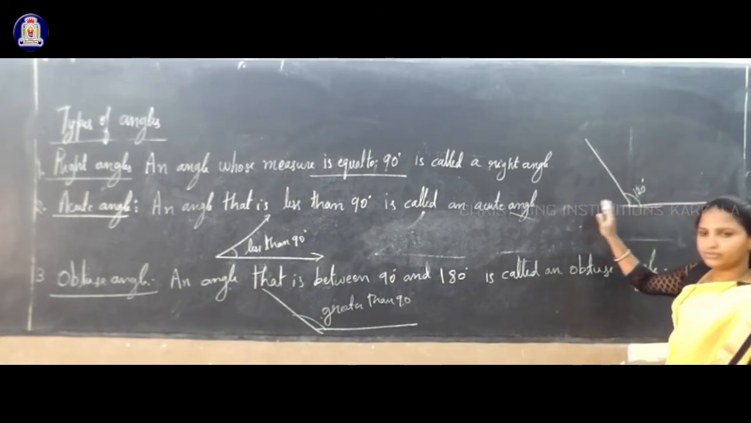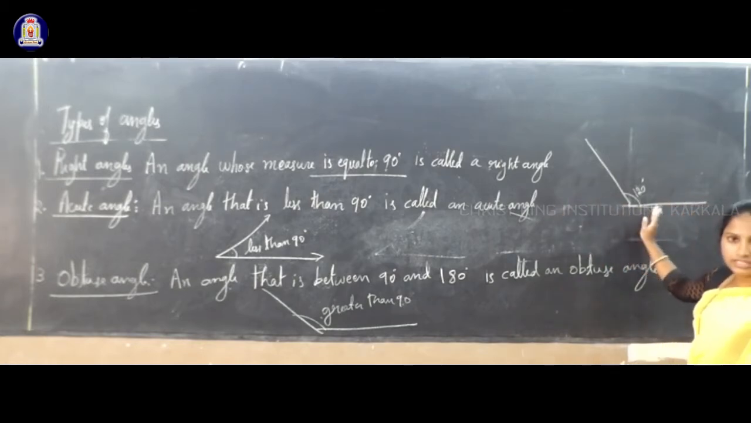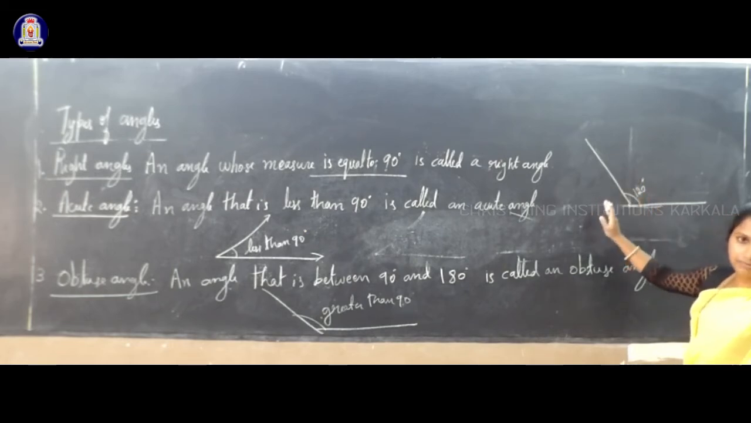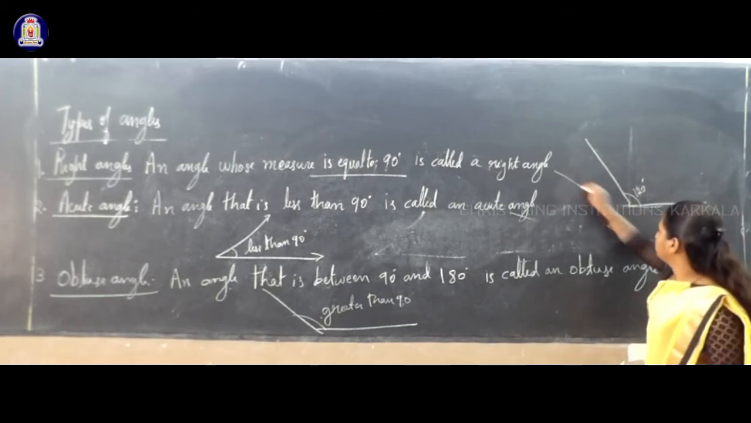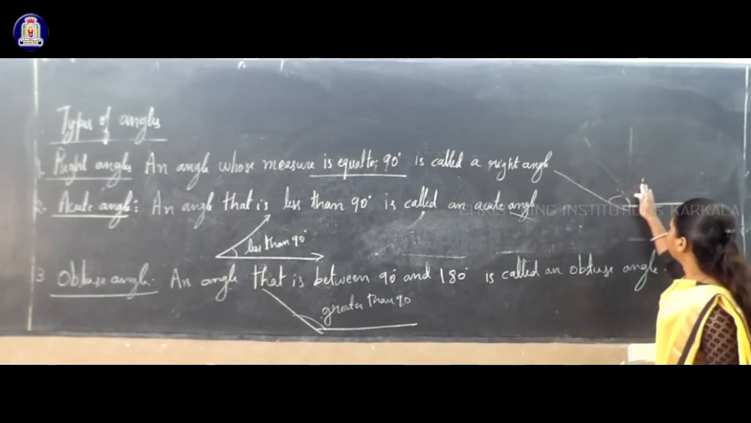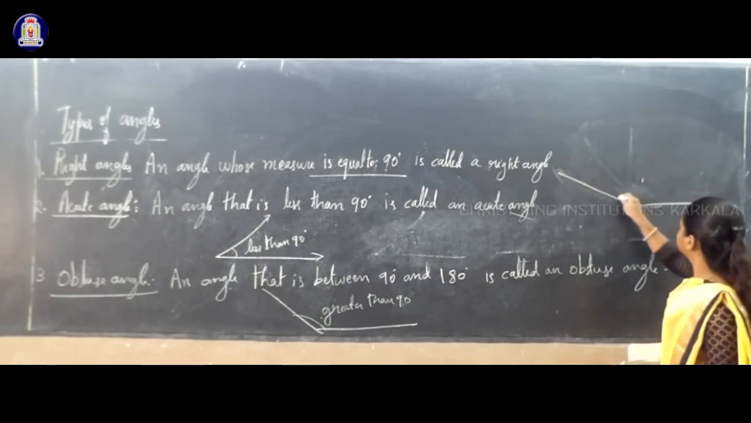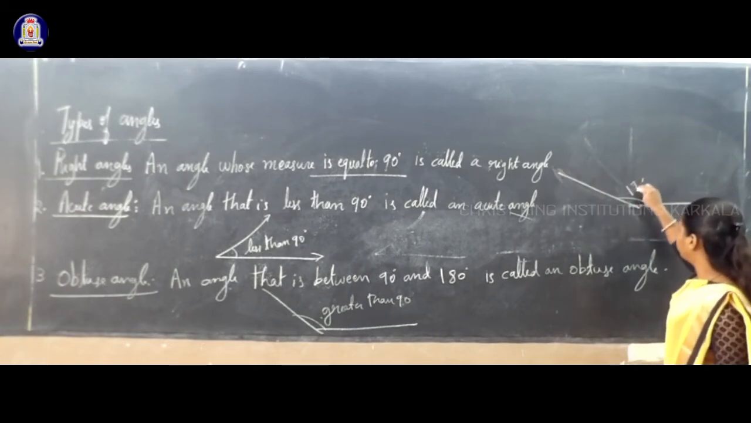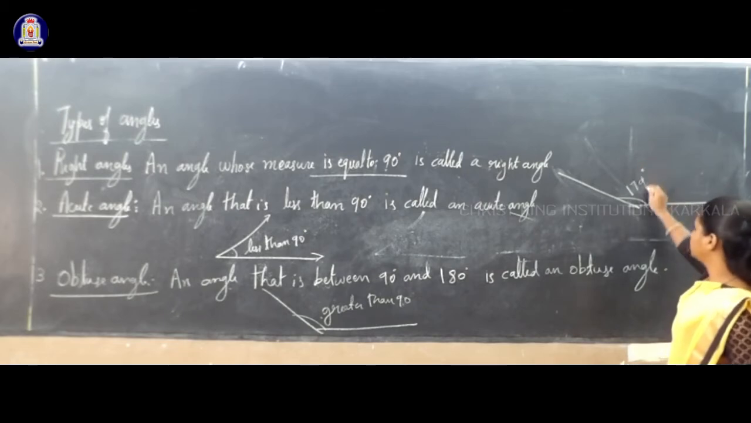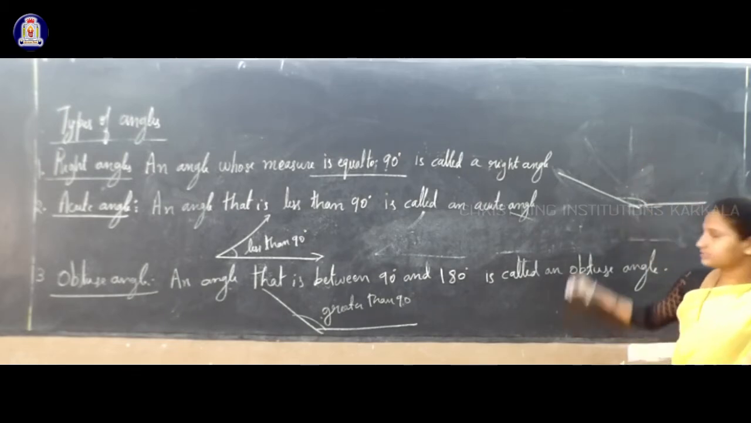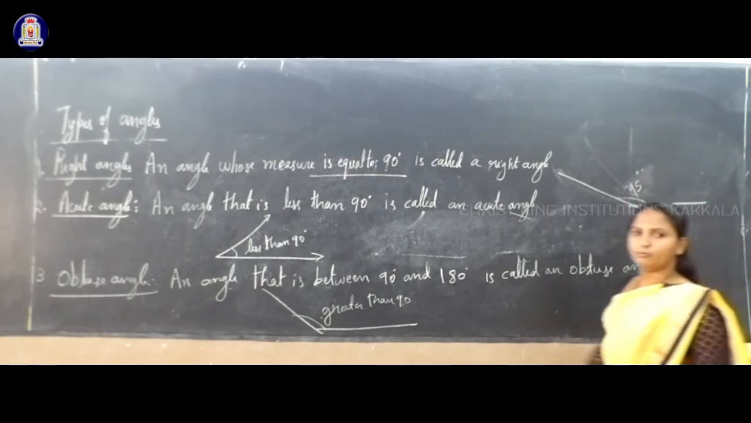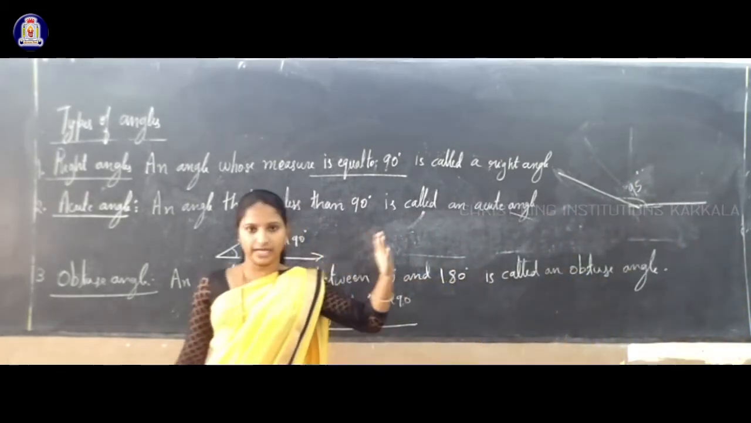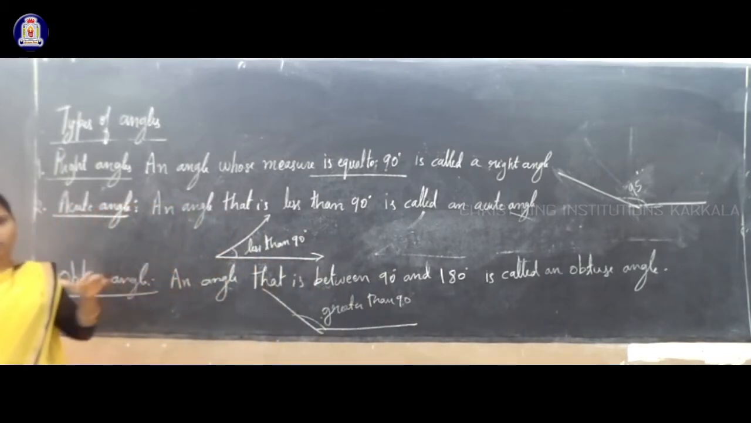Now, obtuse angle means what? The angle is greater than 90 but less than 180 degrees. Clear? So you can consider 100, and on the protractor you can see this, 179 degrees, all are obtuse angles. Maybe 105 degrees, 95 degrees also, that is an obtuse angle. That is above 90, below 180 degrees. Okay, that is an obtuse angle.